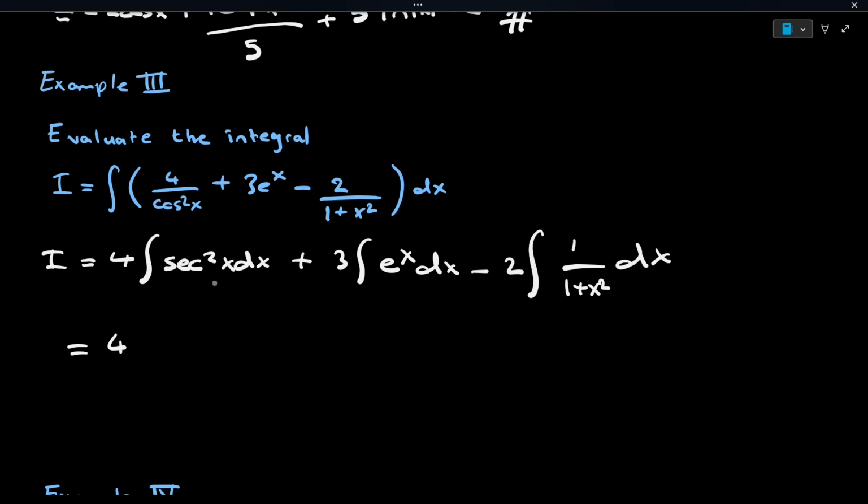Alright, if I differentiate tan of x, I get secant squared of x. So tan of x, plus 3 e to the x, minus 2, what do I have here? Arc tan of x, plus c. We did differentiate these in the previous videos, you can check it out from there.